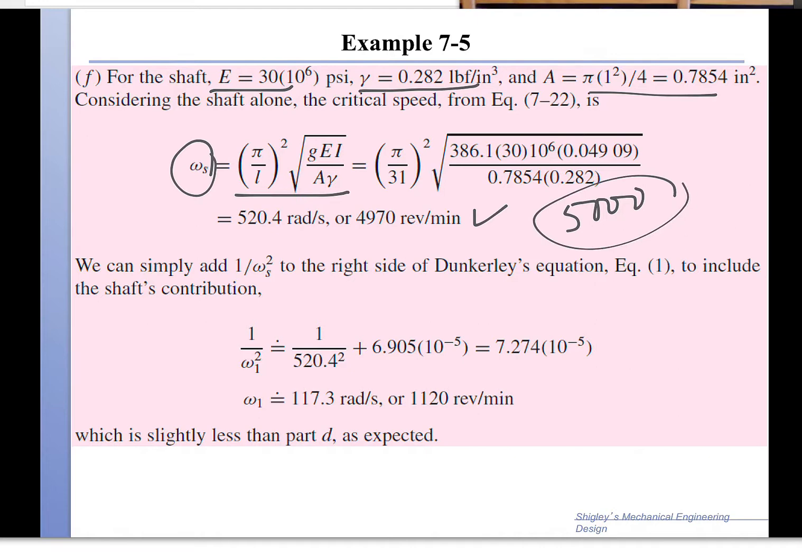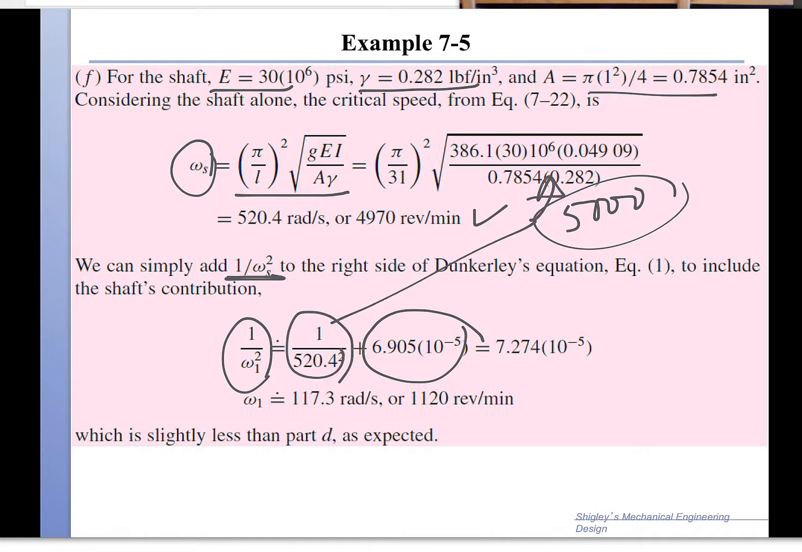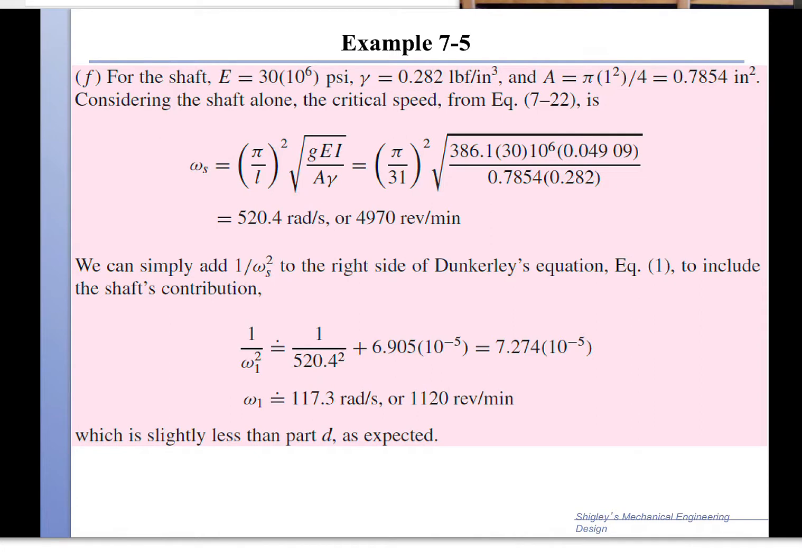So now we want to consider this as an additional mass and use Dunkerley's equation. Basically we add 1 over omega s squared to the right-hand side. So 1 over omega 1 squared used to be the sum for the two gears, 1 over omega 1 squared and omega 2 squared. And now we add to this the influence of this shaft as if it is a concentrated mass by itself. So the result is that omega 1 is 1120, which is less than what we computed before.